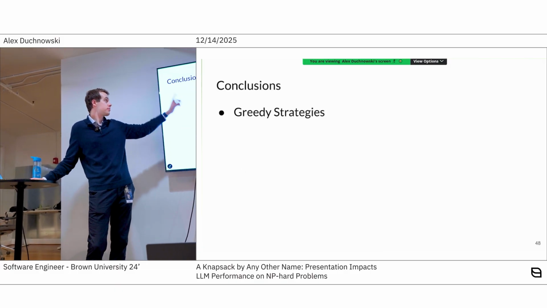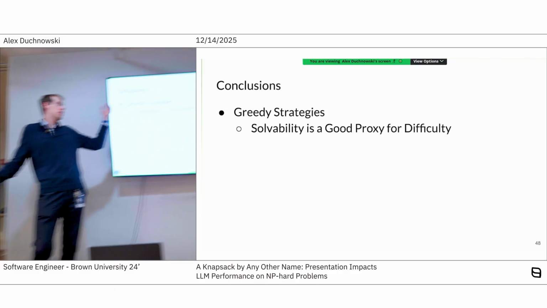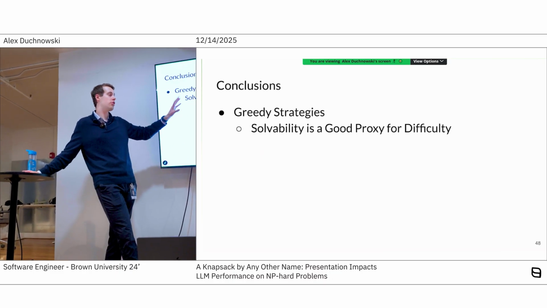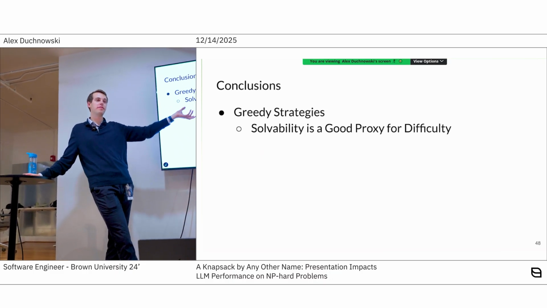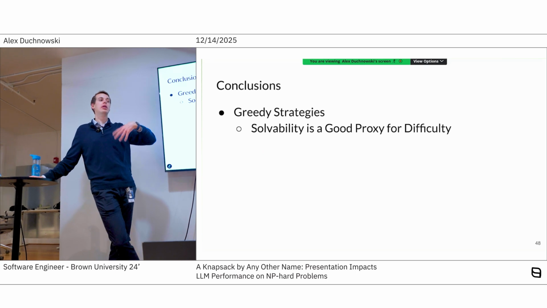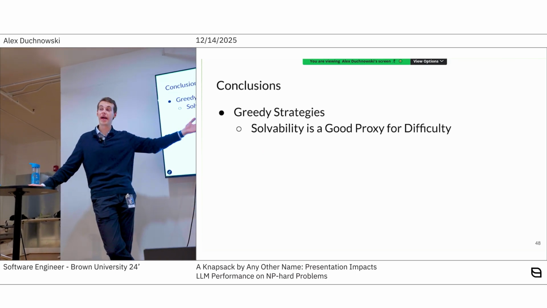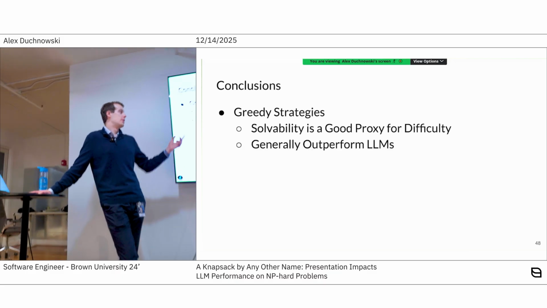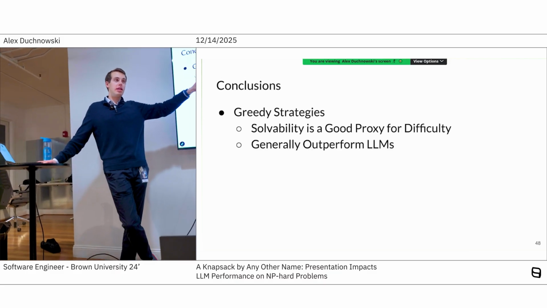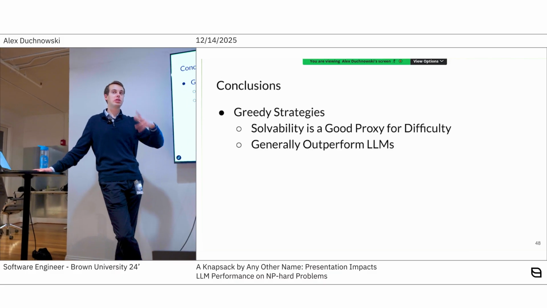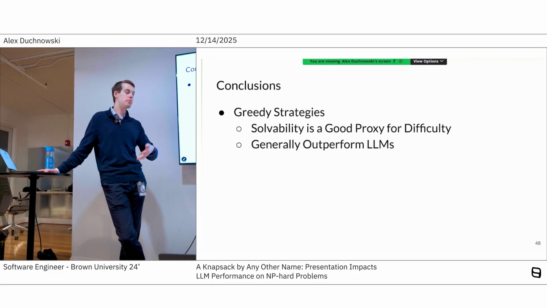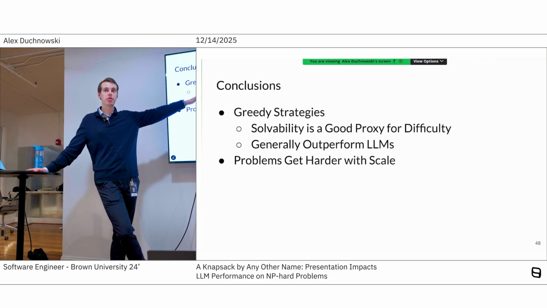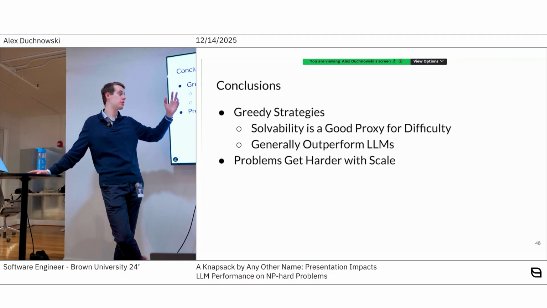Conclusions and future work. So conclusions: with the greedy strategies, the optimal solvability of a problem with a greedy strategy is a good proxy for difficulty, as we saw when we filtered those out into the hard data set. The hard data set just generally was in fact harder for language models, as we hoped and expected. They also generally outperform LLMs in a variety of places, so just keep in mind that when you're trying to solve something with an LLM, you might be able to solve it symbolically better with a very simple approach, or it just means LLMs have room to grow.